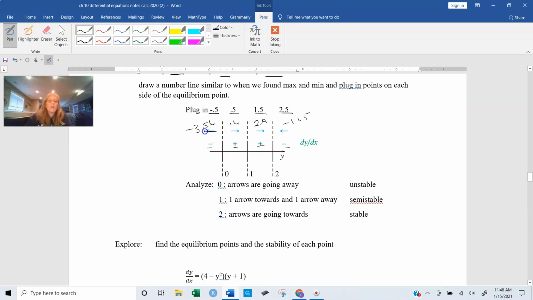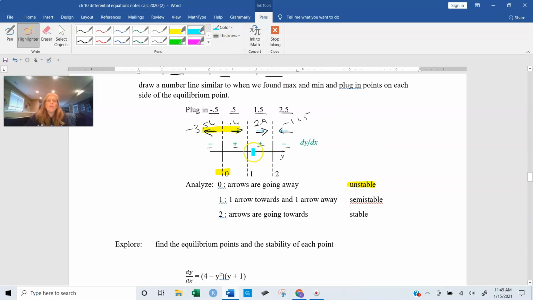So negative is going in this direction. Positive is the positive direction, negative direction. Now we're looking at what the points do. So when you look here, the arrows are going away from each other. Since they are away from each other, 0 is an unstable point.